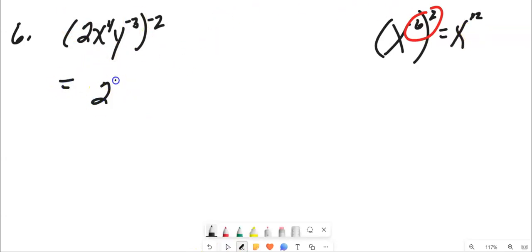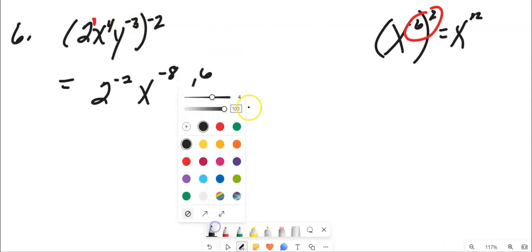So this would be 2 to the negative 2, x, and then 4 times negative 2, which is a negative 8. And this one is y, negative 3 times negative 2, which gives us a positive 6. And remember, this is really to the 1st power. Once eliminated, it's understood to be 1.